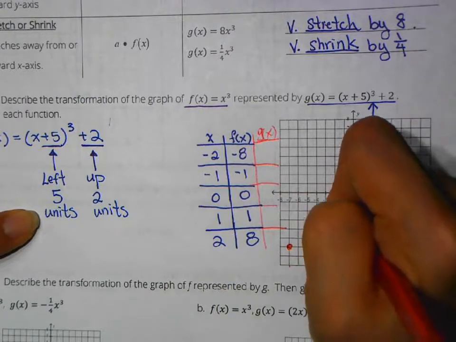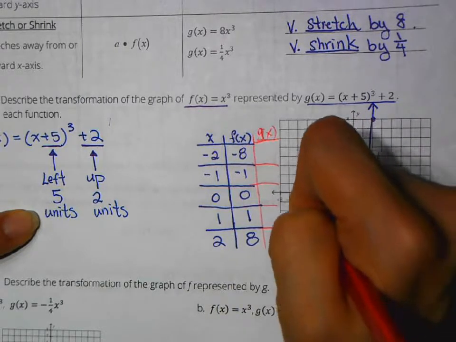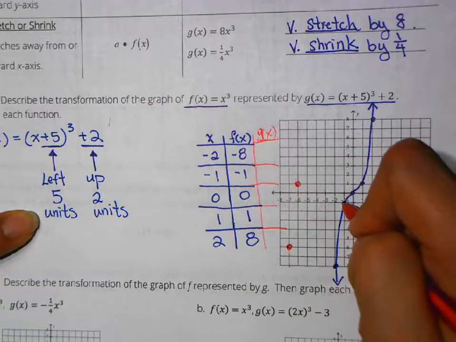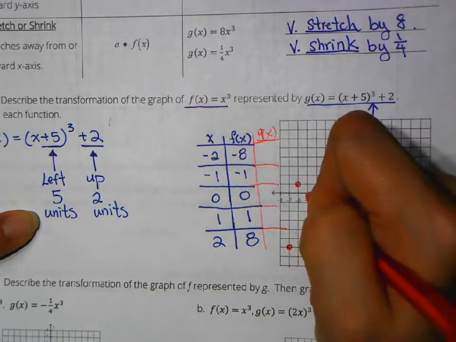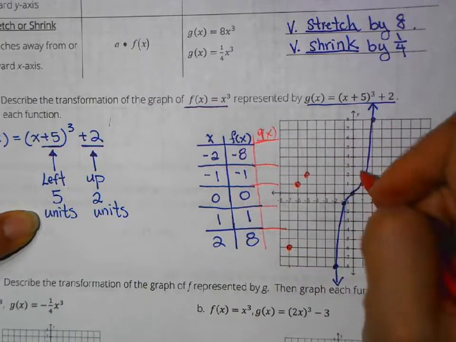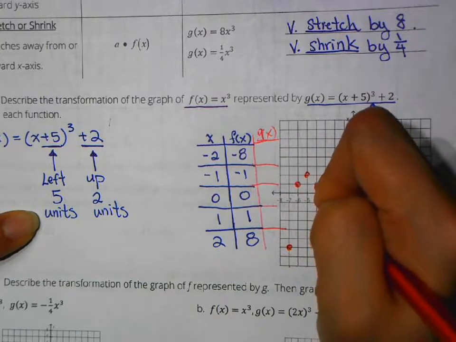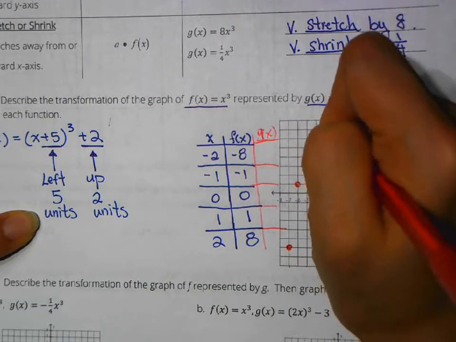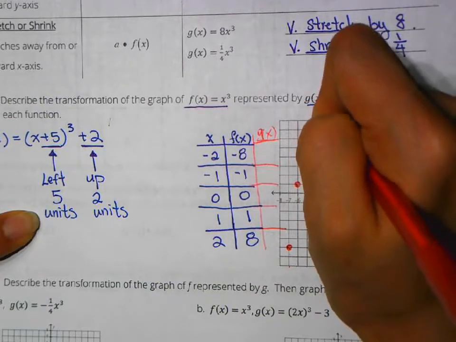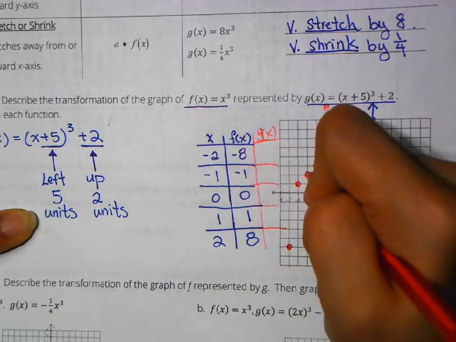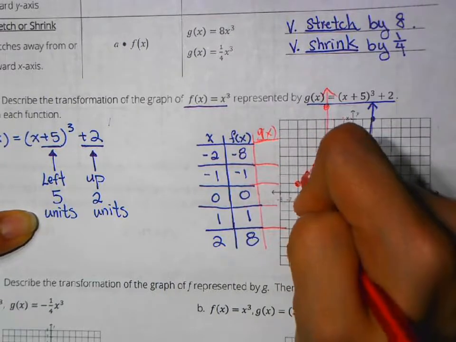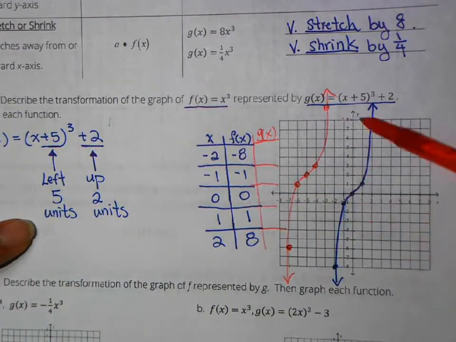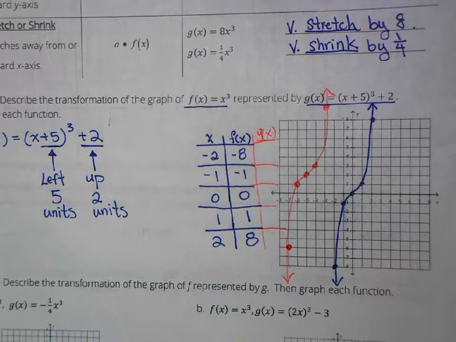Negative 1, left 5 units, 1, 2, 3, 4, 5, up 2 units. There's my new point for negative 1, negative 1. 0, 0, left 5 units, up 2 units. 1, 1, left 5 units, up 2 units. And then 2, 8, left 5 units, up 2 units is off the chart. So I can now connect those. This graph has been translated left 5 units and up 2 units from my parent function. That's a transformation right there.